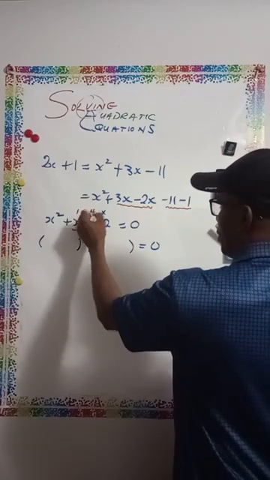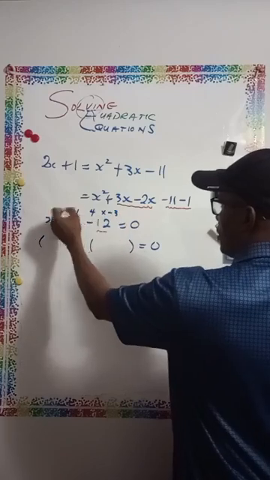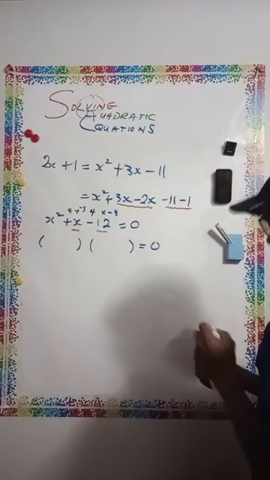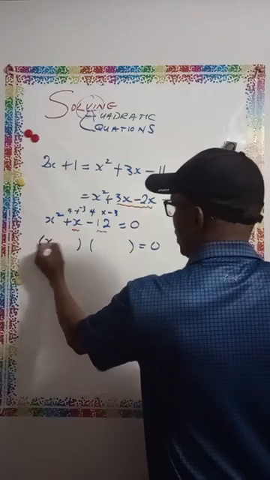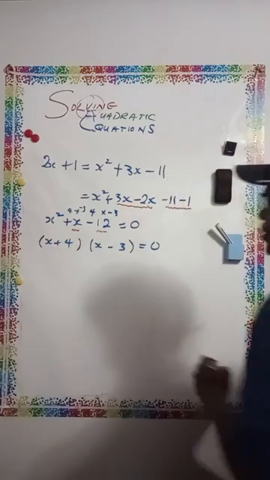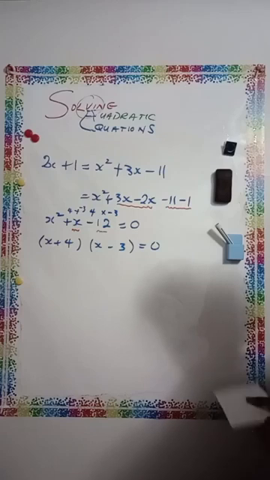That's going to be 4 and negative 3, and 4 plus negative 3. Good. So now you're going to have what? x plus 4 times x minus 3. Good, there you go. And we're ready to go now.